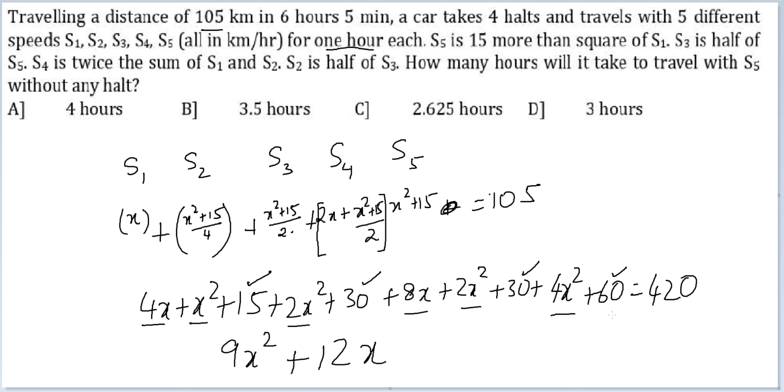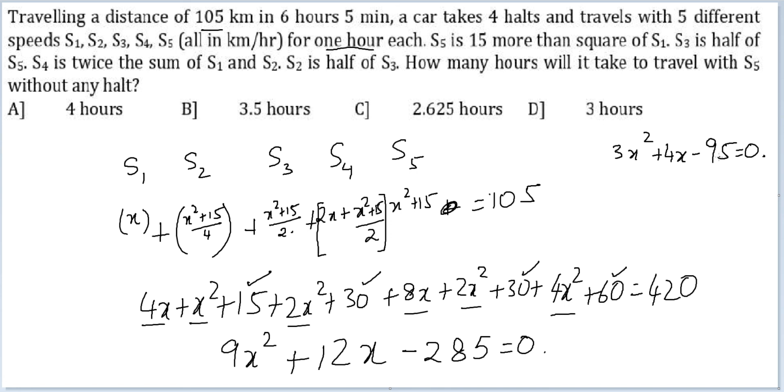So first let's deduct 135. Deducting, I get 9x square plus 12x minus 285 is equal to 0. Okay, that's that. What can I do? Can I divide this by 3? Yes. 3x square plus 4x minus 95 is equal to 0.